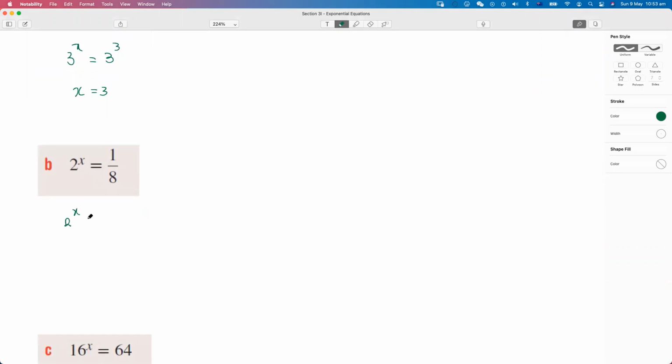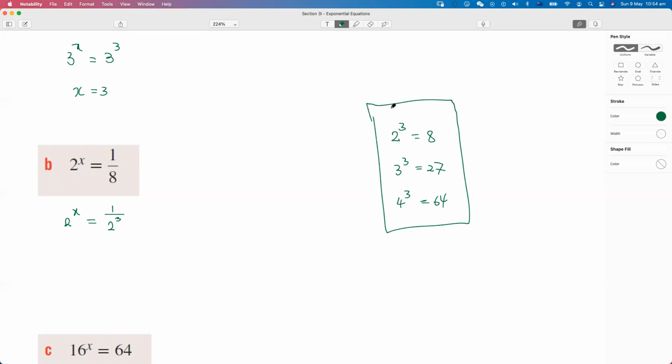To do this, again, 2 to the power of x can stay here, but this 1 over 8, what I can do is make it as 1 over 2 to the power of 3, okay? Because I know 2 to the power of 3 is equal to 8, and I want you to remember that 2 to the power of 3 is equal to 8, and 3 to the power of 3 is equal to 27. Those are commonly found, and also 4 to the power of 3 would be 64, okay? These ones, I want you to remember them, because they are so commonly used.